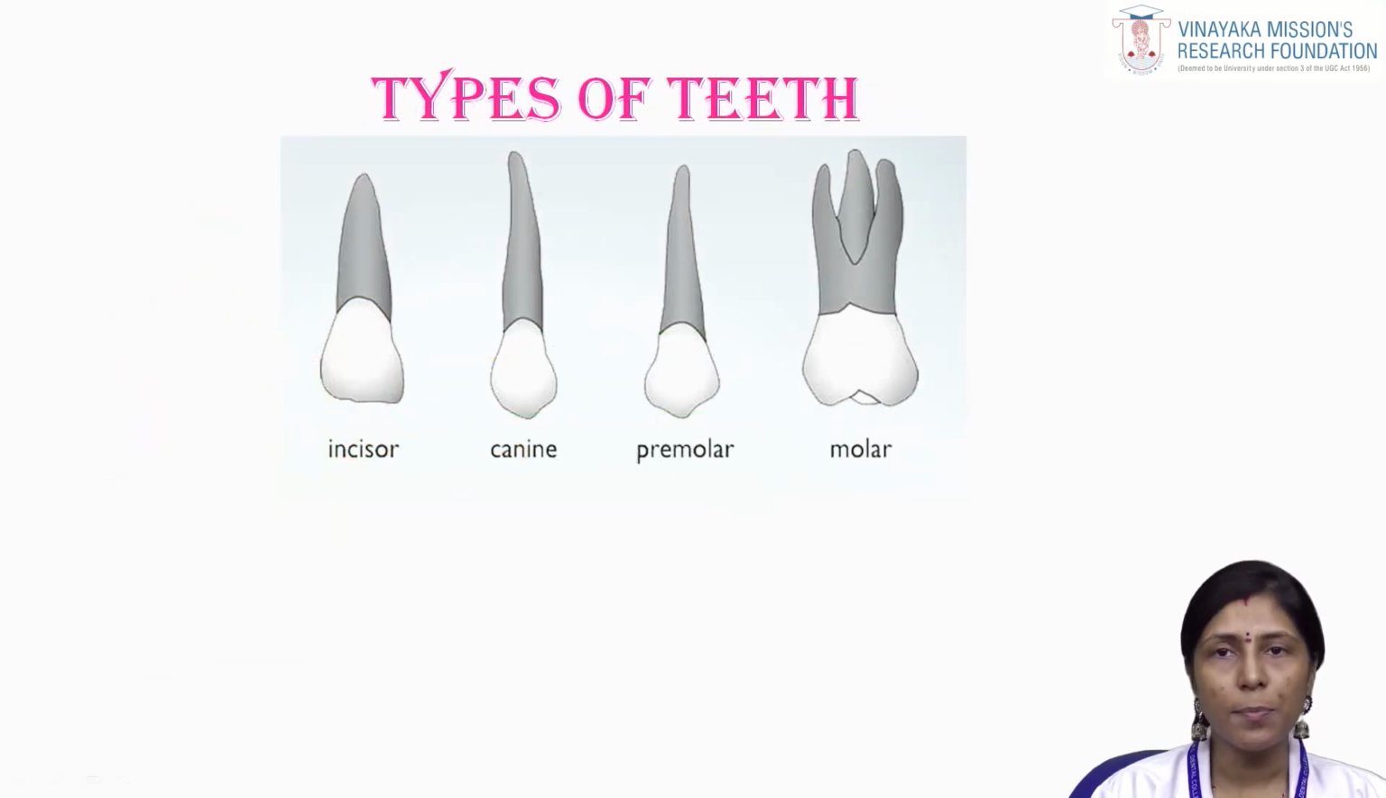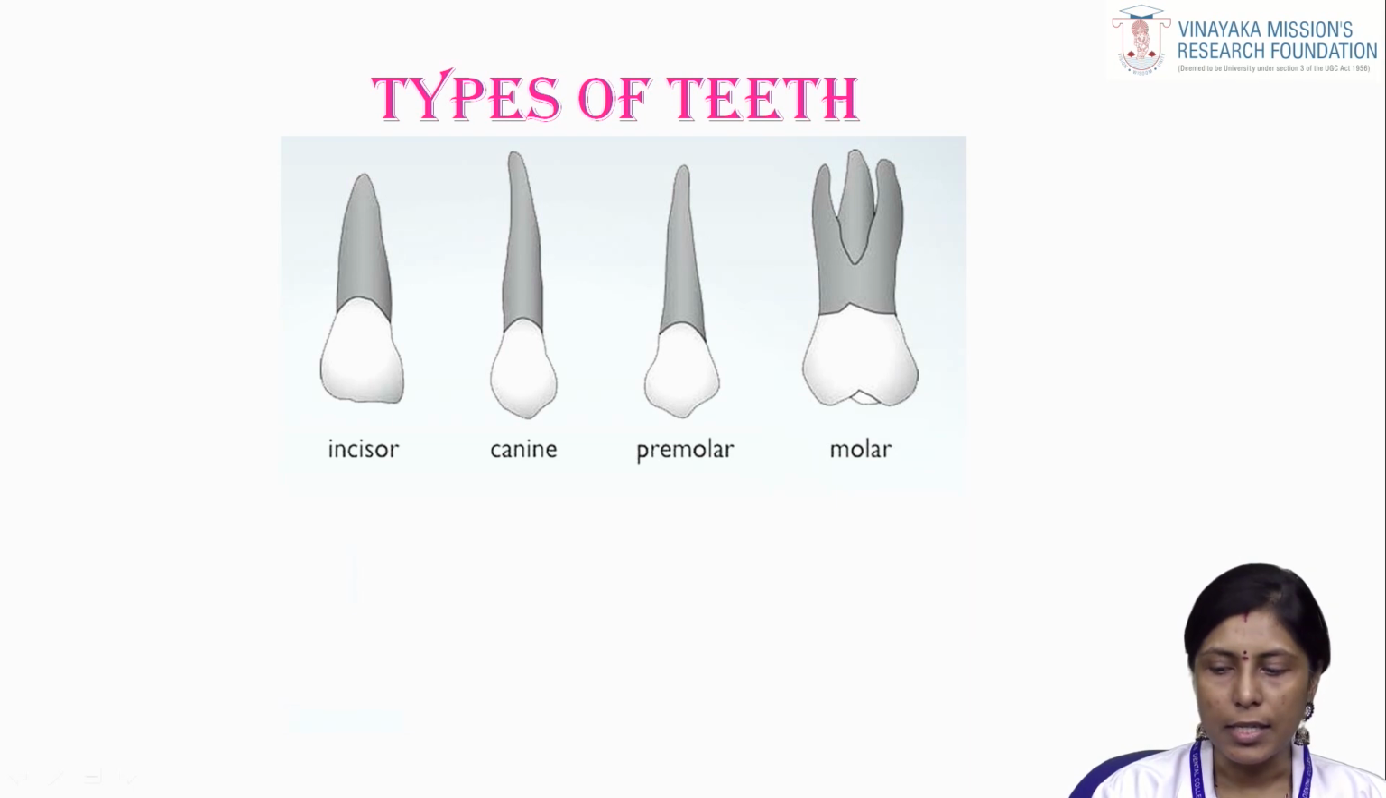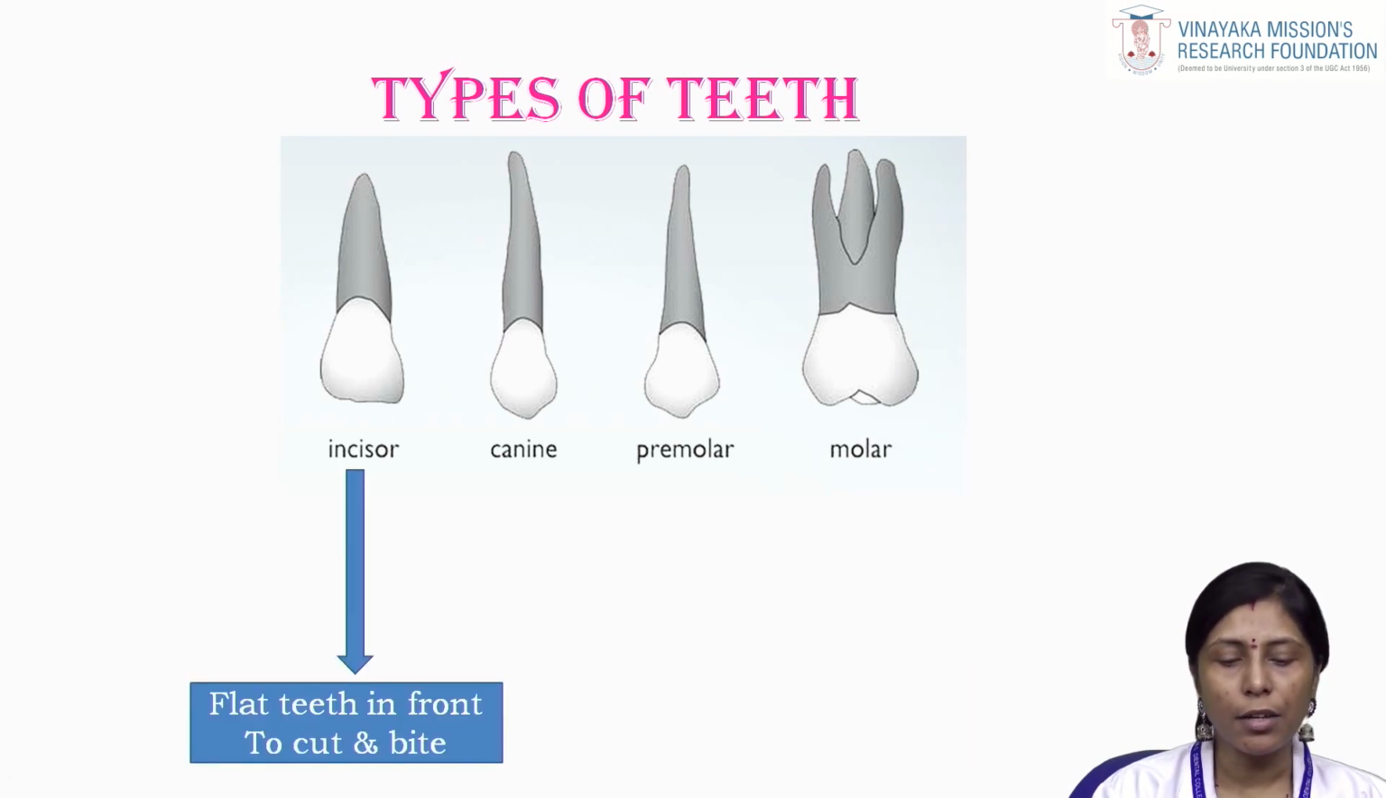Next, coming to types of teeth. There are 4 different types of teeth in human dentition. They are incisor, canine, premolar, molar. In which way are these teeth different from each other? The teeth that we see in the front when we smile have a flat surface, right? Those teeth are incisors. The flat teeth in the front, you call it incisor. These teeth are used to cut and bite the food.